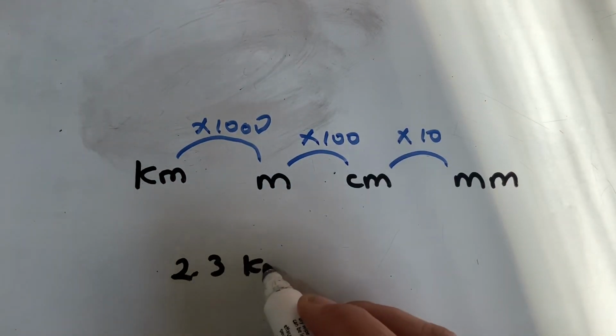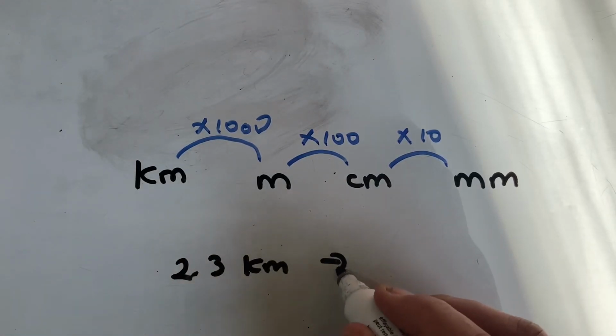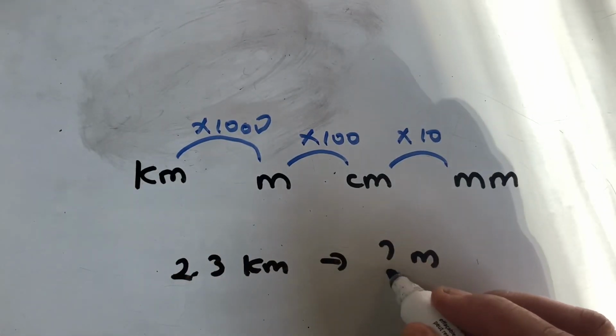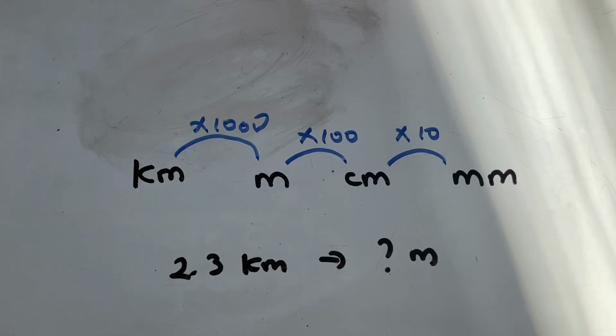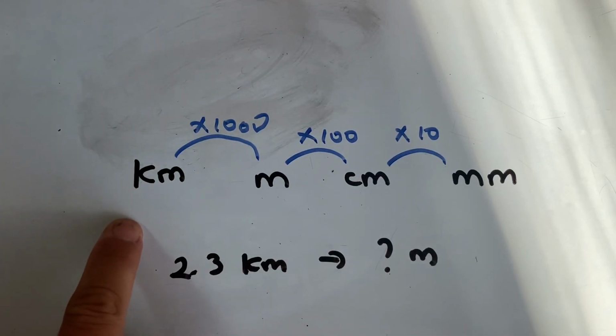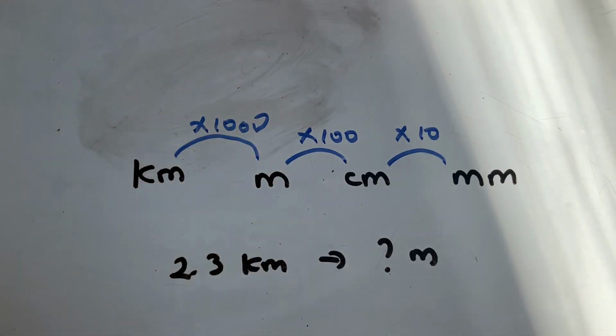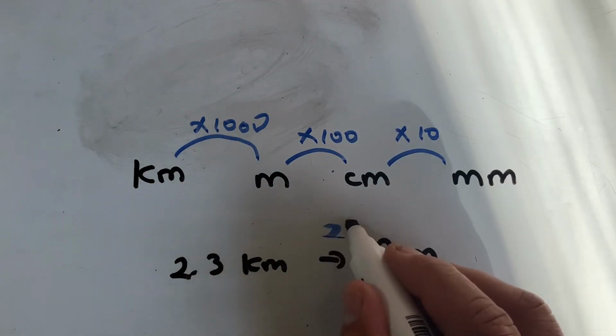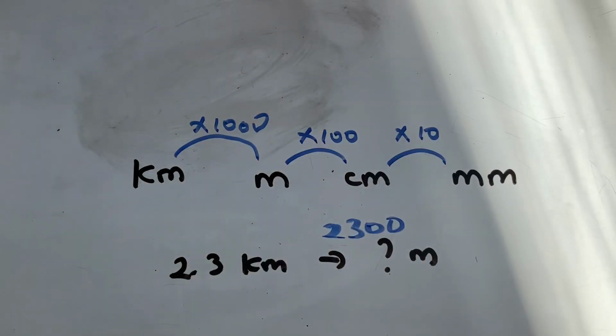So for example, if I were to convert 2.3 kilometers to meters, what I do is I just take 2.3 kilometers and multiply that by 1,000, and the answer is 2,300 meters. Good. So now we shall go on to the next one.